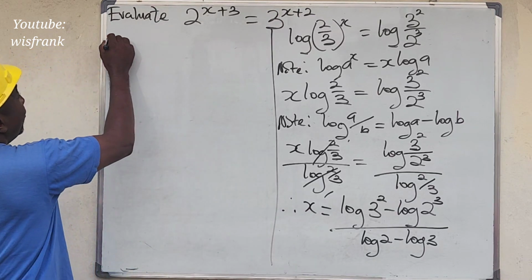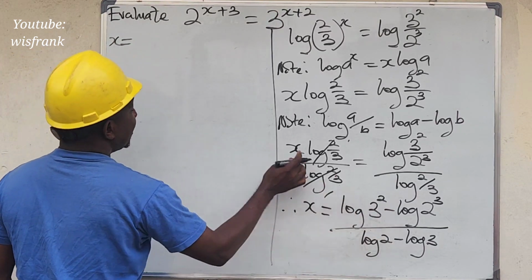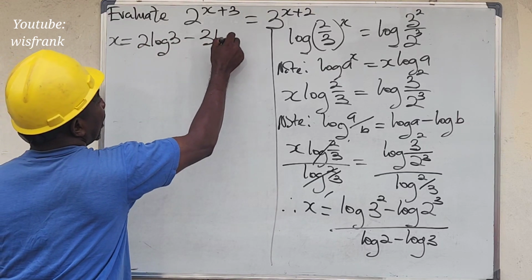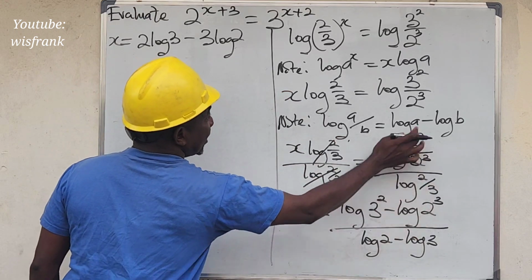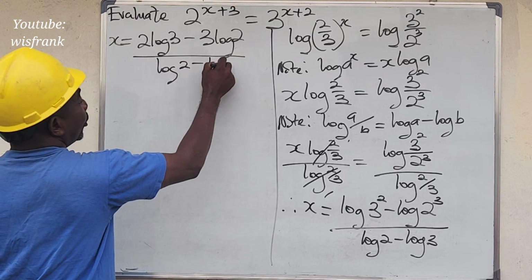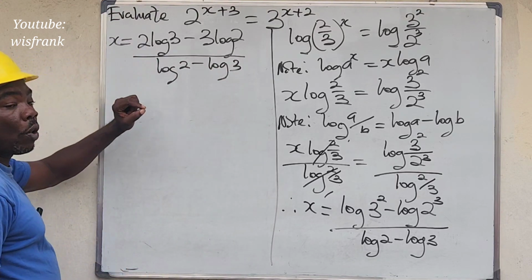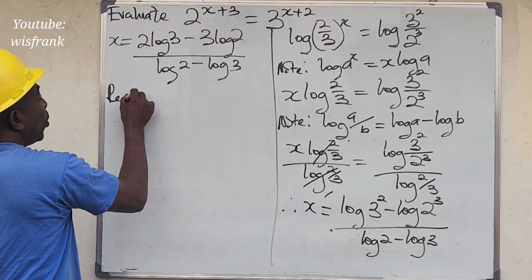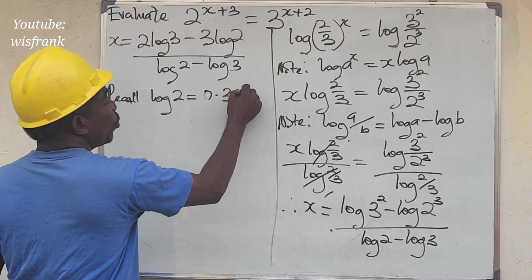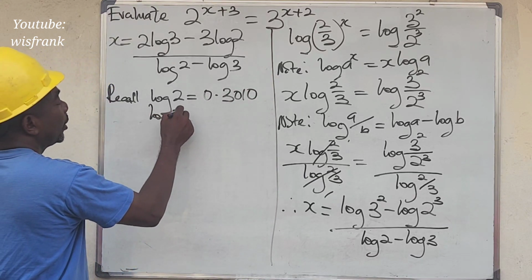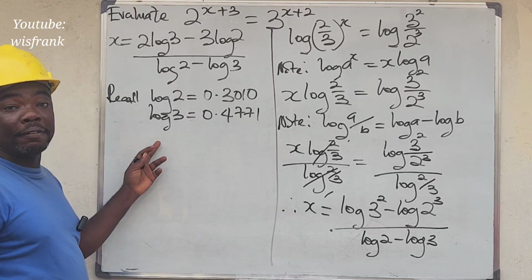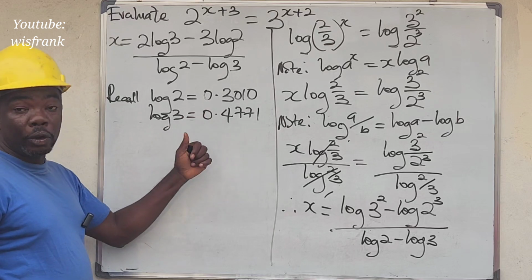So here, we will have x equals 2 log 3 minus 3 log 2, expressing this in this format, all divided by log 2 minus log 3. So this is what we have. We also recall that log 2 is the same thing as 0.3010, and log 3 equals 0.4771.